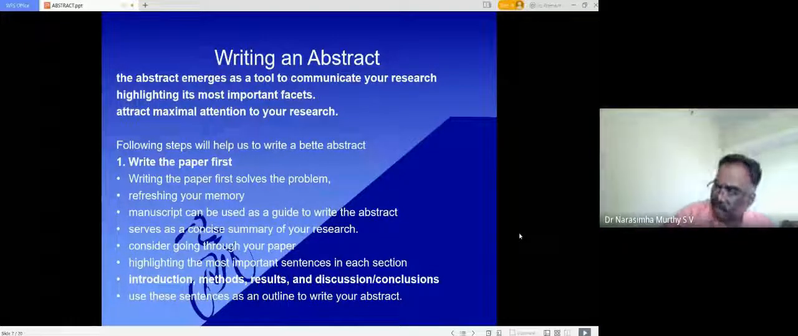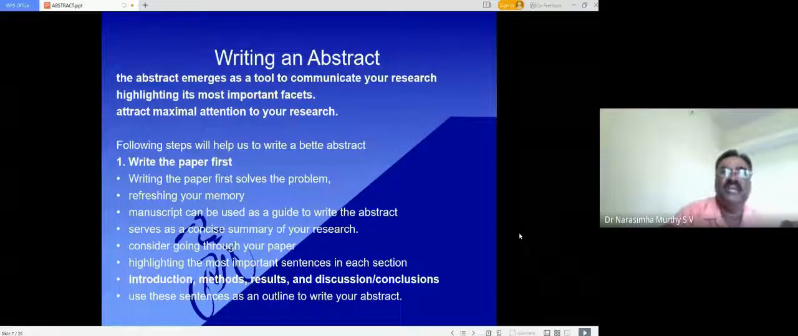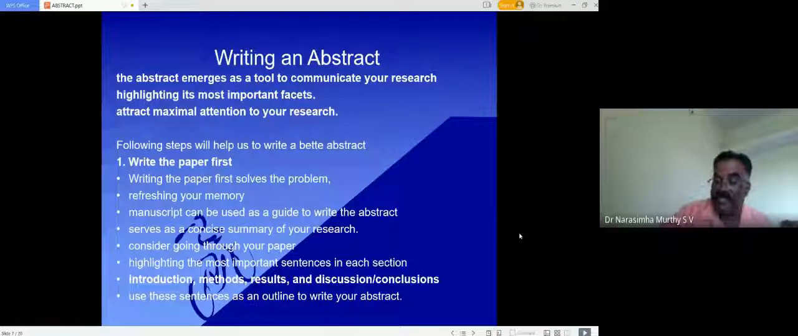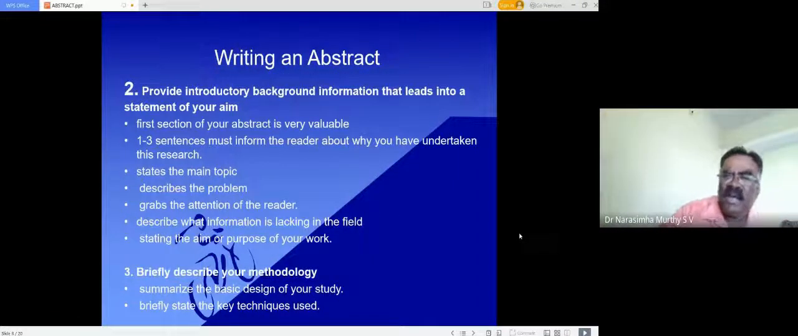And when you take these notes, this will serve as an outline to write your abstract. Therefore, writing the paper first is the first step that can help you to begin with a good abstract. The next point is, you provide the necessary background information that leads into the statement of your aim.